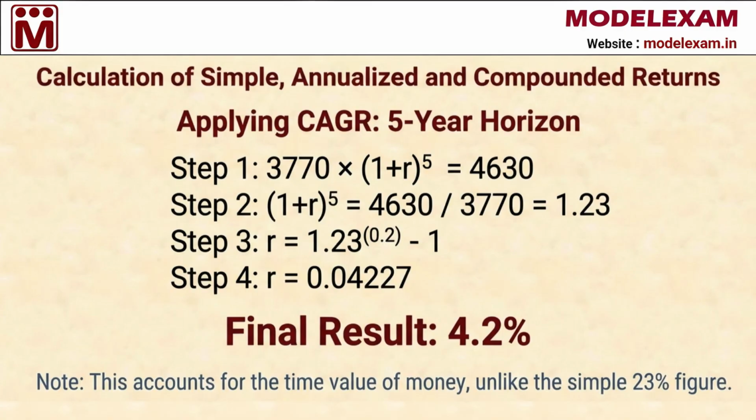This gives us 0.04227. The final result is 4.2%. Note how different this is from the simple 23% we saw earlier. This accounts for the time value of money.